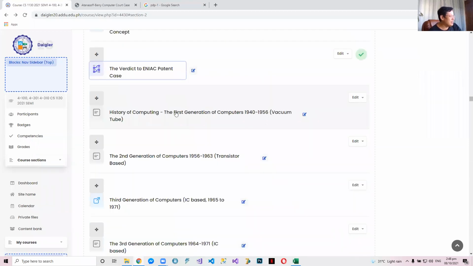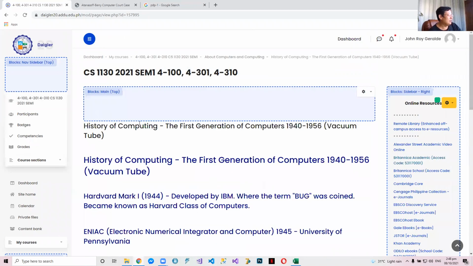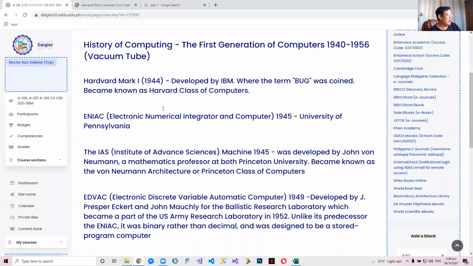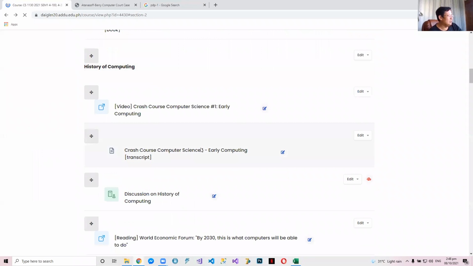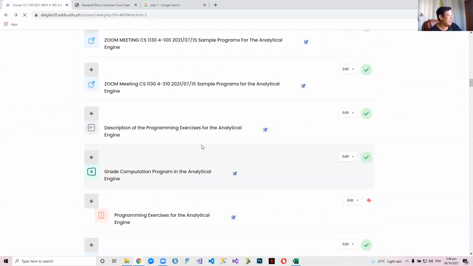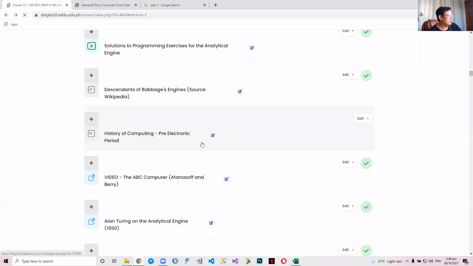No? The first generation of computers, these are the vacuum tube diodes. No? Let's just take a look. Harvard Mark I is mechanical. ENIAC is first generation. IAS first generation. EDVAC first generation. UNIVAC. From 1952 to 1956, the 701 to 709 were the first generation of IBM computers. Only IBM was producing computers during those times. Commercial computers. Okay, so the 701 to 709 are vacuum tube diodes, but the 7090 is transistor based. No? Let's look at that.